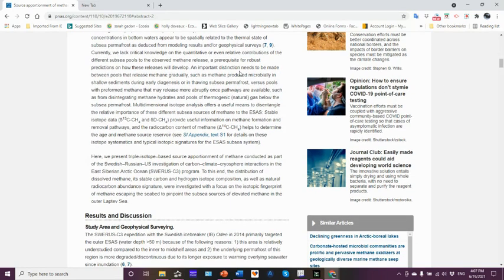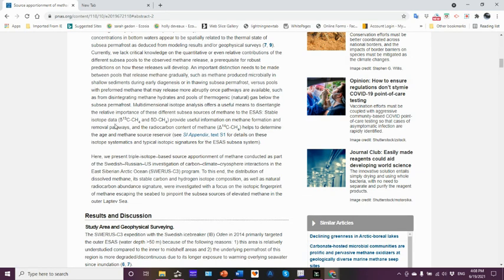An important distinction needs to be made between pools that release methane gradually, such as methane produced microbially in shallow sediments during early diagenesis or in thawing subsea permafrost, versus pools with preformed methane that may release more abruptly once pathways are available, such as from disintegrating methane hydrates or pools of thermogenic natural gas below the subsea permafrost. And then they say multidimensional isotope analysis offers a useful means to sort this all out.